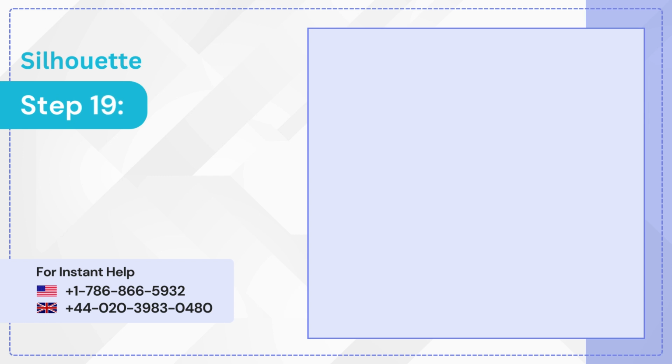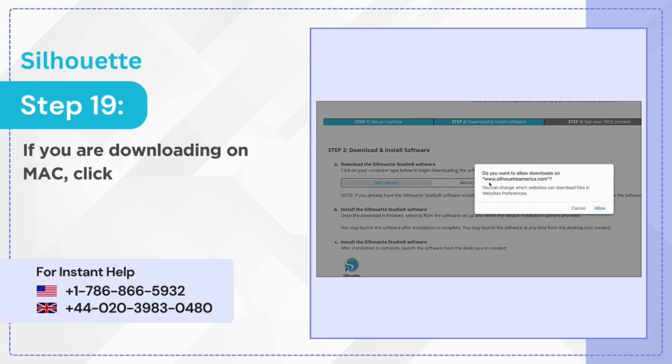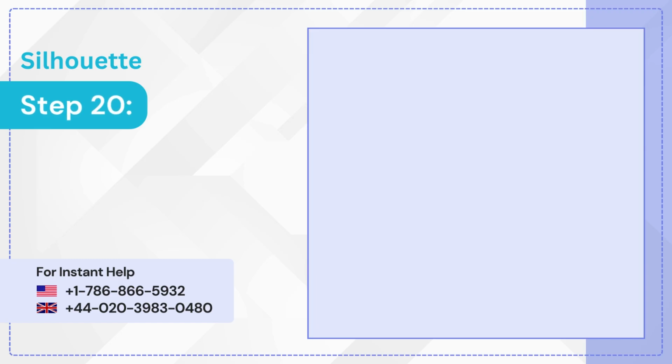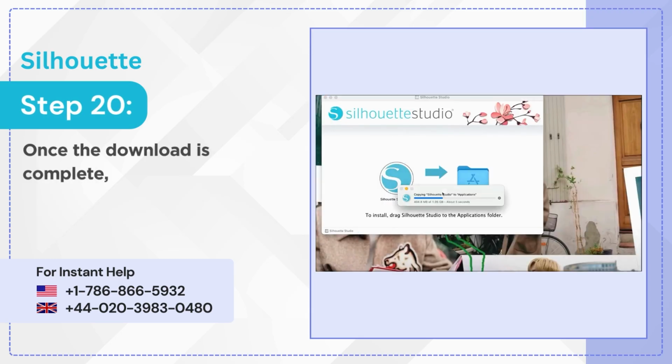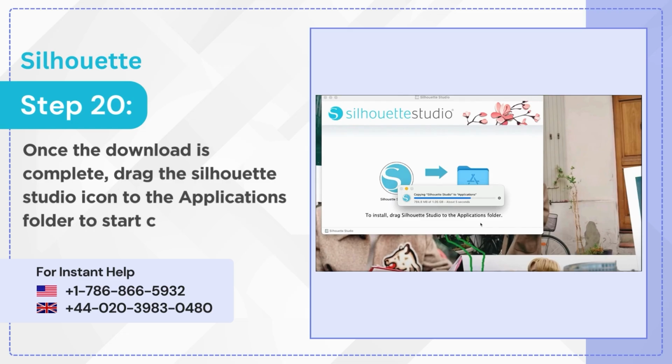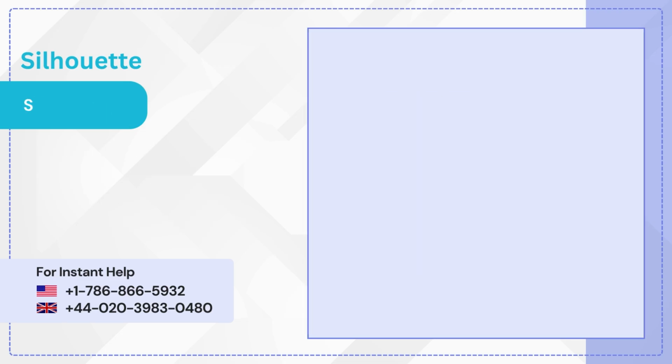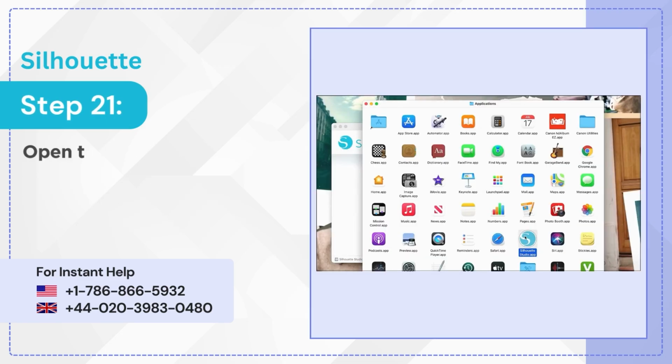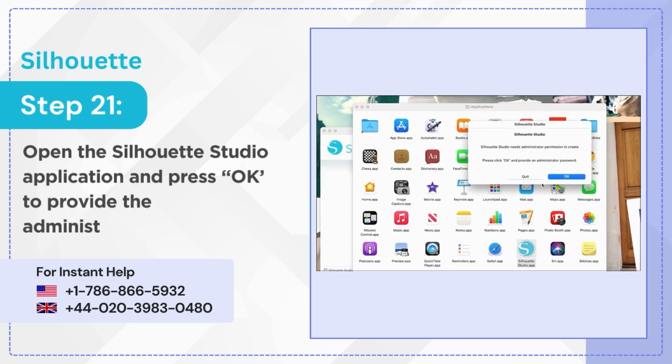Step 19. If you are downloading on Mac, click Allow in the prompt to download. Step 20. Once the download is complete, drag the Silhouette Studio icon to the Applications folder to start copying. Step 21. Open the Silhouette Studio application and press OK to provide the administrator password.